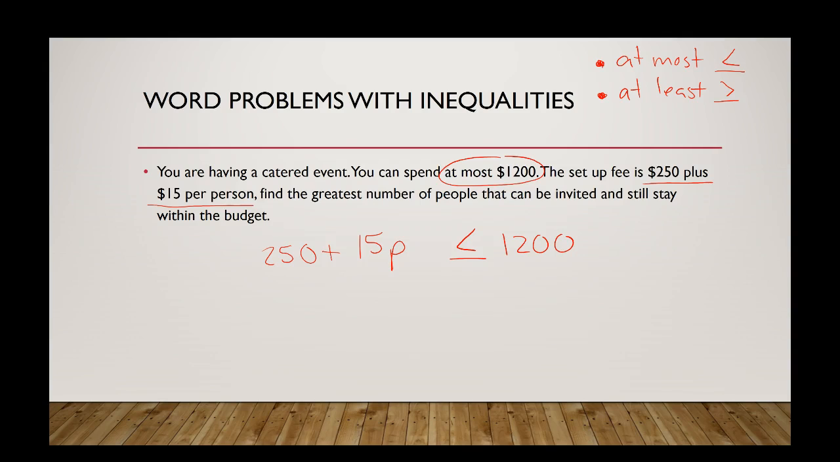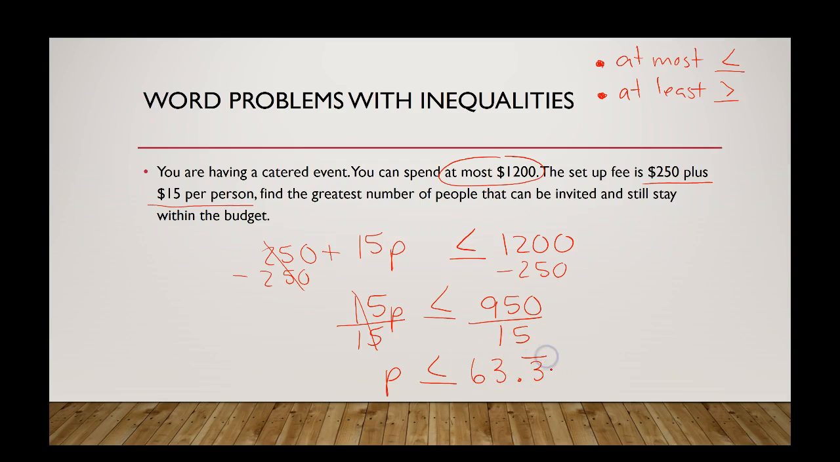Okay, so let's solve it. So subtract 250. That leaves me with 15P is less than or equal to, that'd be 950. Now we're going to divide by the 15. And that's P is less than or equal. I'm going to keep the same direction of the sign because that coefficient was positive. 950 divided by 15 would give you 63.3 repeating, or as a fraction, it was 63 1/3.